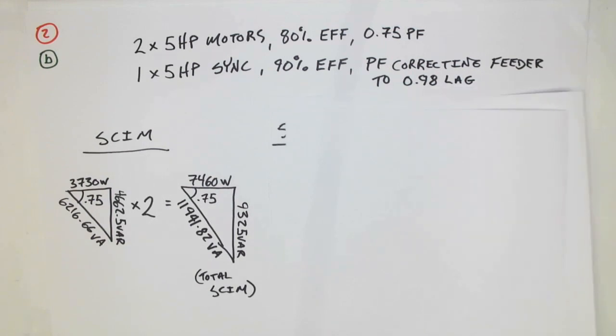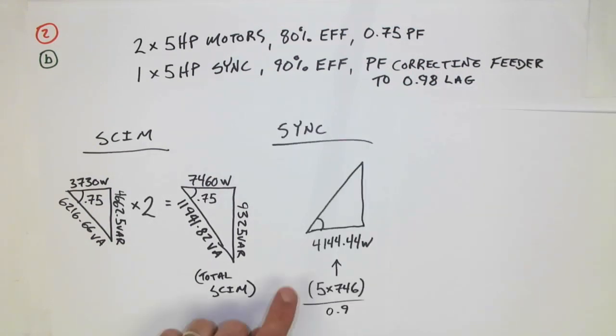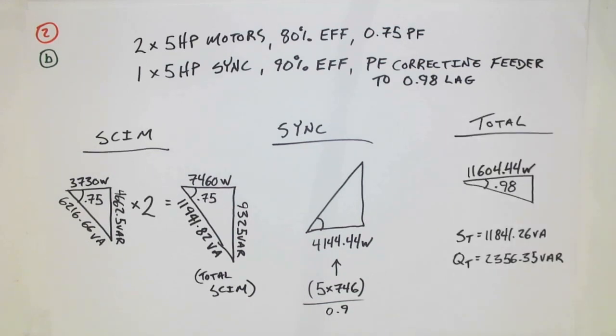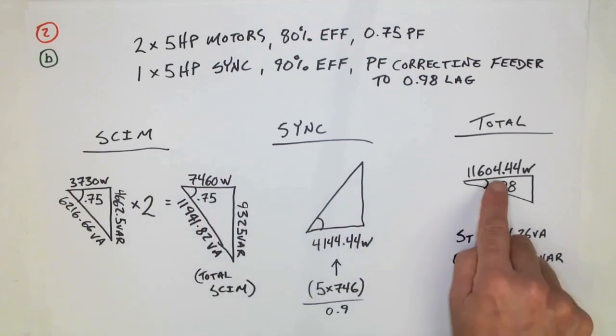If we shimmy over a little bit and get the sync motor, we see that really all we know right now is the watts because it is a 5 horsepower motor. And I got that by taking 5 times 746 and dividing it by 0.9 because it's 90% efficient. At this point, we add the vertical components together and the horizontal components together to get the total watts.